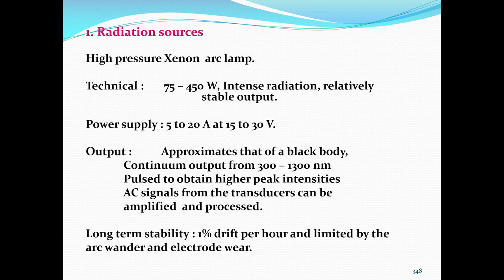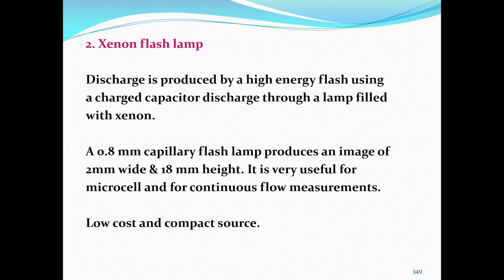Therefore, it is essential in the instrumentation for the xenon lamp to be covered with a cooling tower and cooling water circulation. We can also choose a xenon flash lamp, which is essentially a charged capacitor discharged through a lamp filled with xenon, and we can have an image about 2 mm wide and 18 mm high. It is very useful for microcell and continuous flow measurements. The advantage of this is that it is a low cost and compact source.